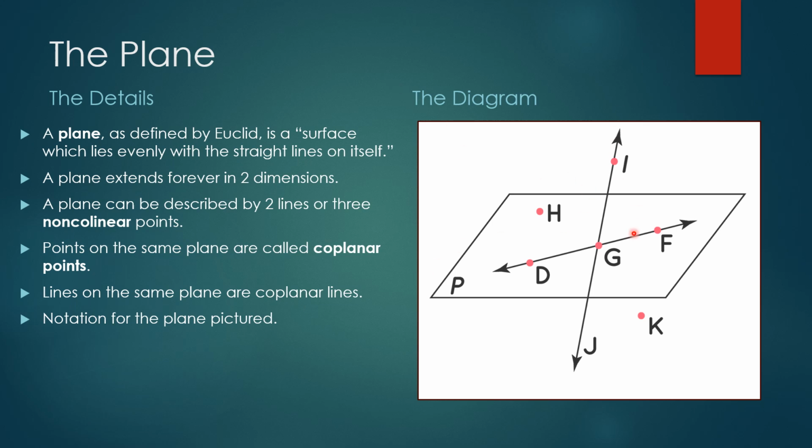So how could we define this plane? Notice here in the corner, we have the letter P. So we could just say this is plane P. We could also describe it by three coplanar points. So I could also say this is plane D, H, F.